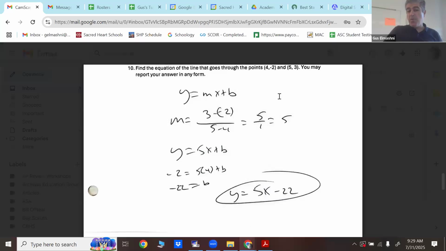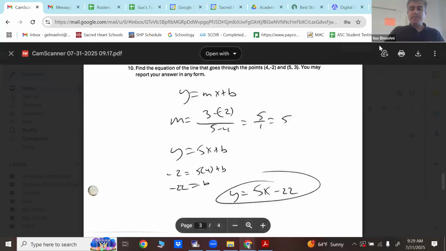Some of you guys have some trouble with this. We'll definitely talk about this tomorrow. But you guys are familiar with y equals mx plus b. It's point slope, slope-intercept form. You've got to find the slope, subtract the y's, subtract the x's. Plug in either point for x and y and solve for the y-intercept.